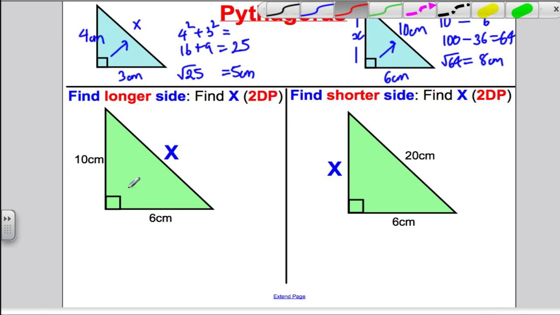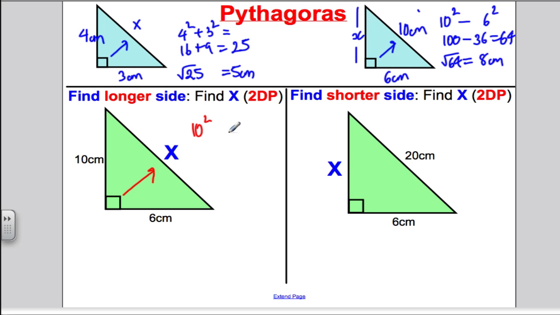Okay, I'll show you. We're working out the longer side here. So you take the numbers, you square them, longer side, so you add them, and you would get 136, and you would take the square root of that, and you would get 11.66 to 2 decimal places. 11.66, don't forget your units, centimeters.